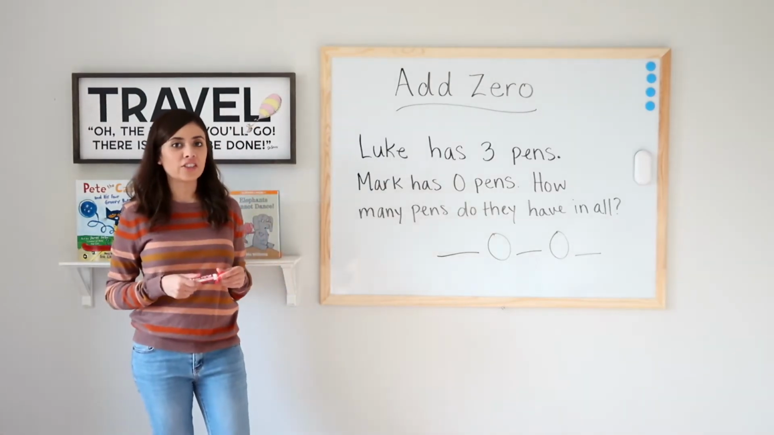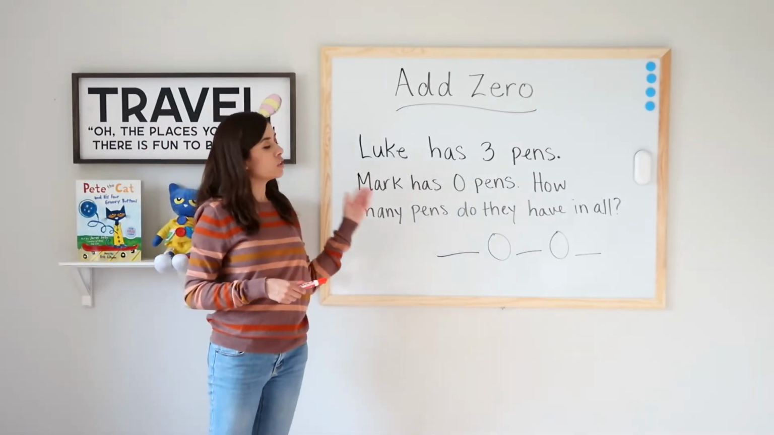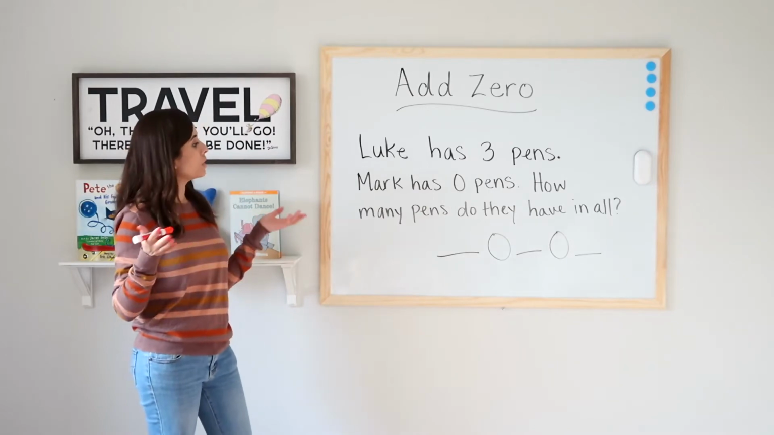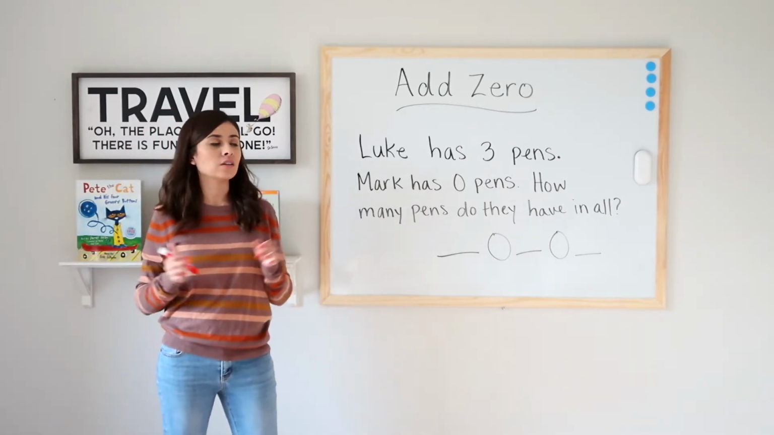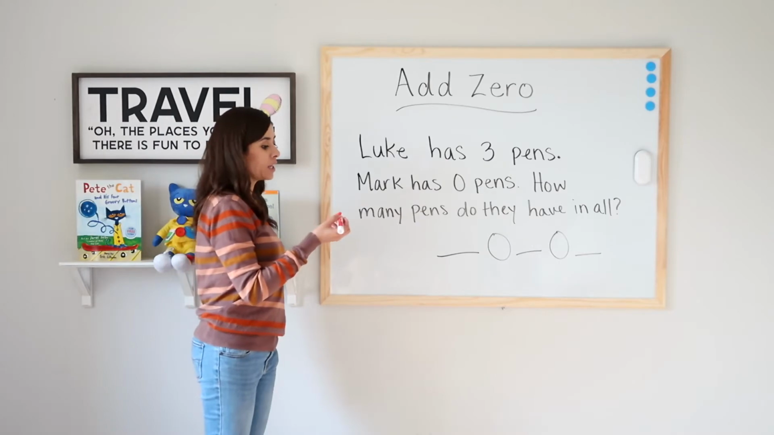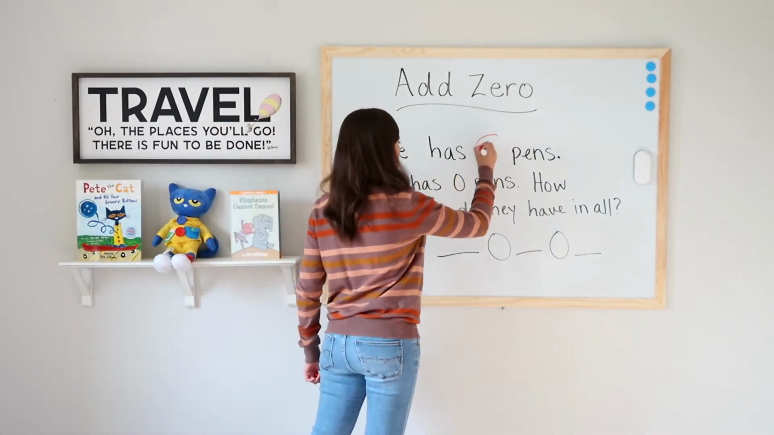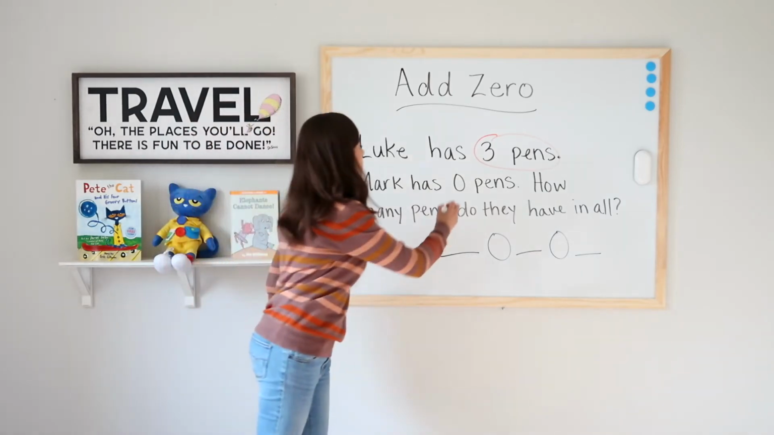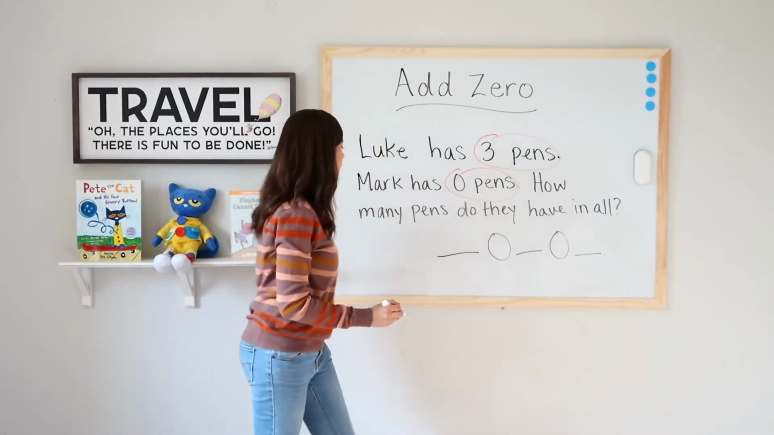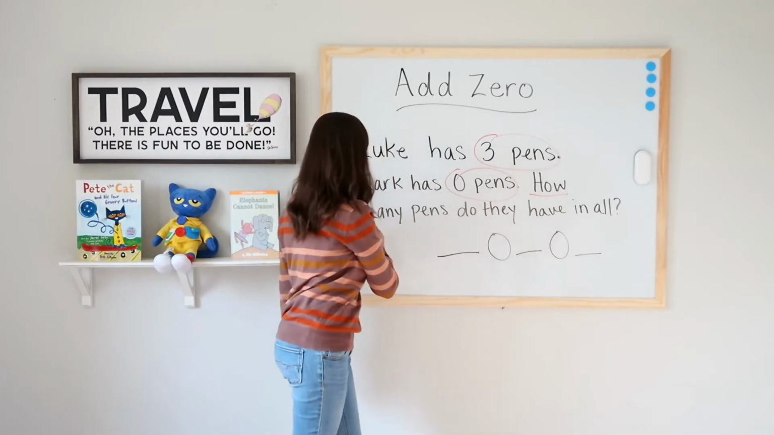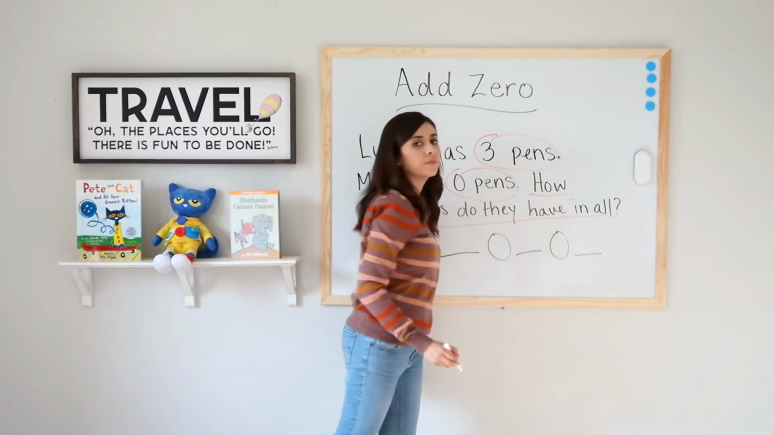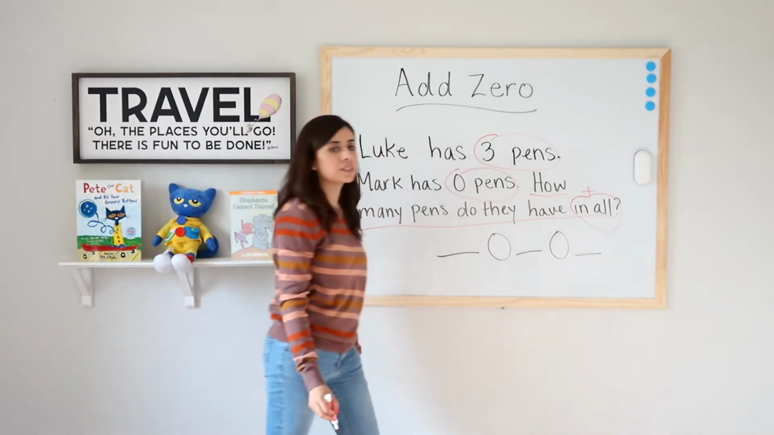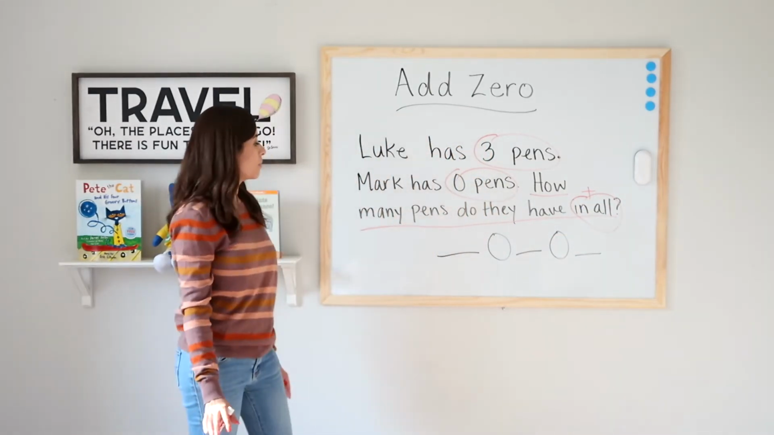Let's go ahead and try another example. It says, Luke has 3 pens. Mark has 0 pens. How many pens do they have in all? Okay, so I know that Luke has 3 pens. Mark has 0 pens. How many pens do they have in all? Let's go ahead and circle in all with our addition sign because that's something we already know, right?